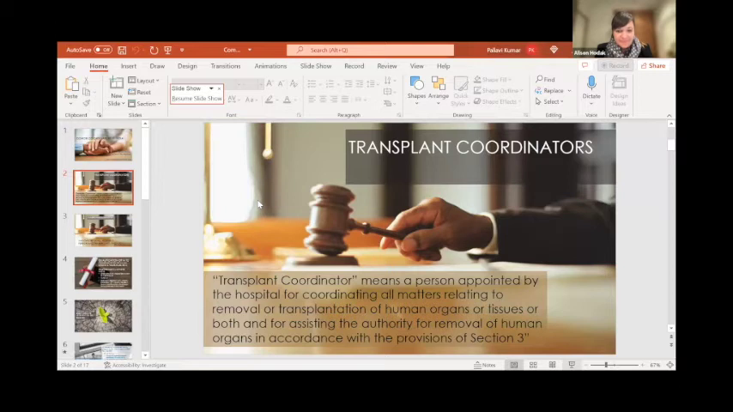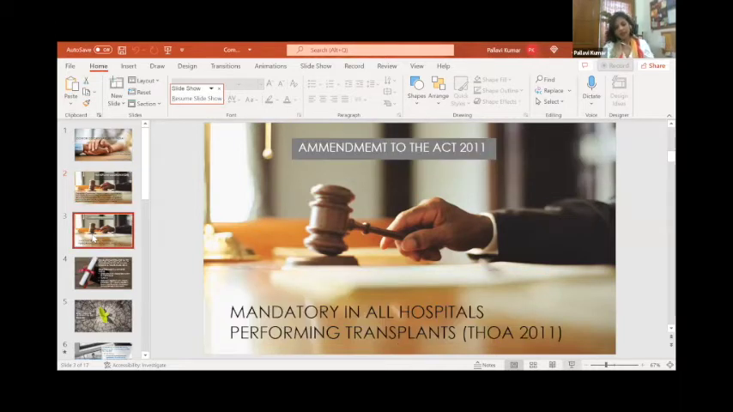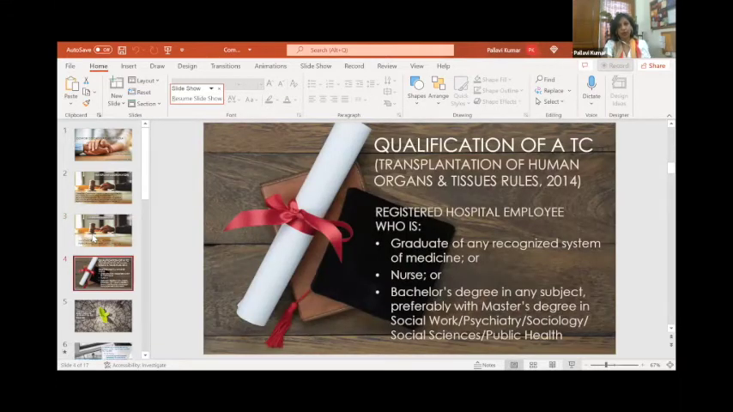So like I said, transplant coordinator, that's the term we use, and that's the definition made mandatory by the Transplantation of Human Organs Act in an amendment in 2011. So you can't even apply for a license for transplantation unless you have a transplant coordinator on your roll. These were some of the qualifications that I was talking about.